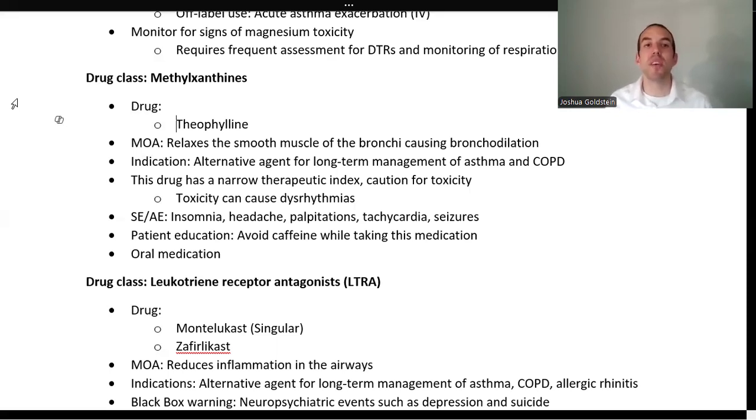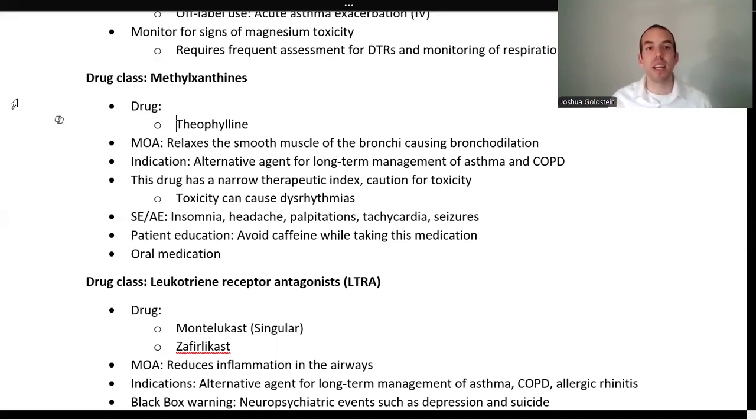This drug is known to have a narrow therapeutic index, so be alert for toxicity, signs of toxicity. Because it is the same as caffeine in many ways, we do need to be alert for dysrhythmias. Patient education, avoid caffeine, as we just said, because this is very similar to caffeine. And this is an oral medication. Pretty much everything we talked about up until now was either inhaled or like magnesium IV.